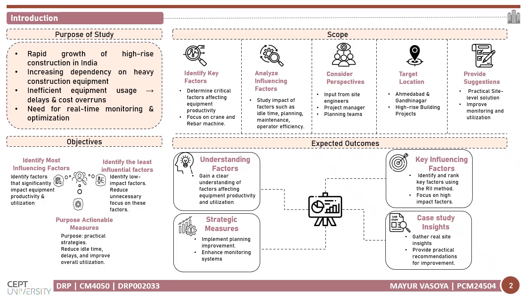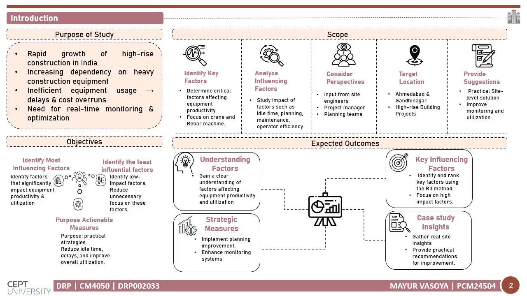However, inefficient equipment usage often leads to delays and cost overruns. For example, if the tower crane is available but cannot operate due to poor scheduling or material unavailability, then the project loses productive time. Similarly, if the boom placer is ready but concrete supply is delayed, its utilization is reduced. These small operational gaps accumulate and affect the overall project schedule.